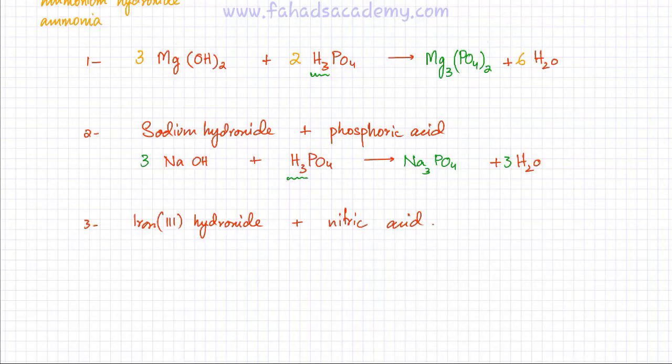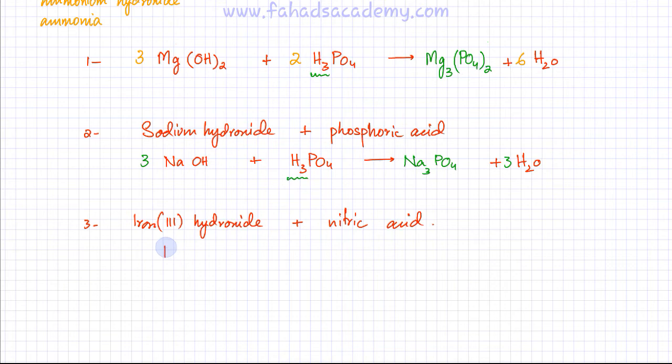Let's do this third reaction now, in which iron 3 hydroxide. Iron is a transition metal, so the charge or the oxidation state of iron is always given in the formula. So this 3 over here means that iron has a charge of 3 plus. So iron 3 hydroxide is reacting with nitric acid. So I'm going to write down the formula of iron 3 hydroxide first.